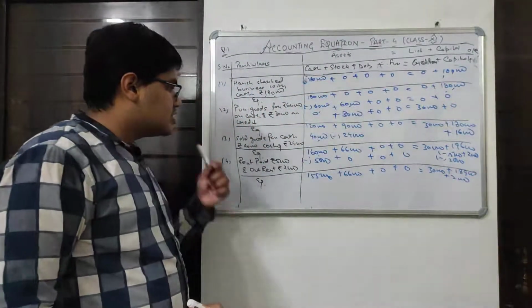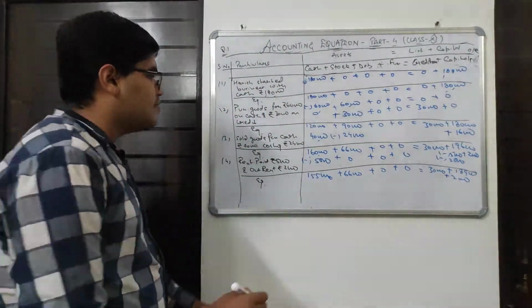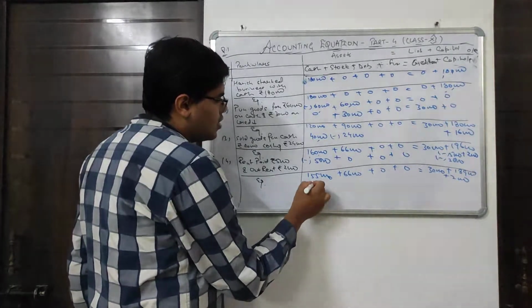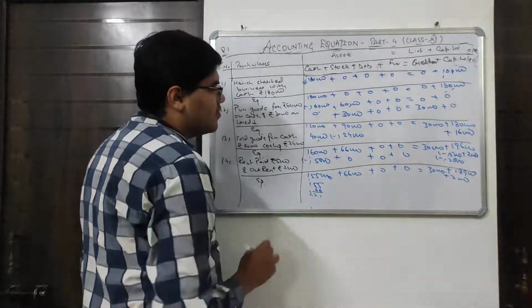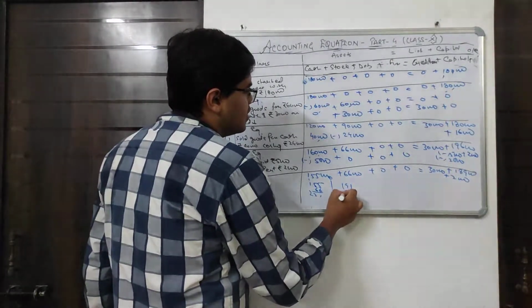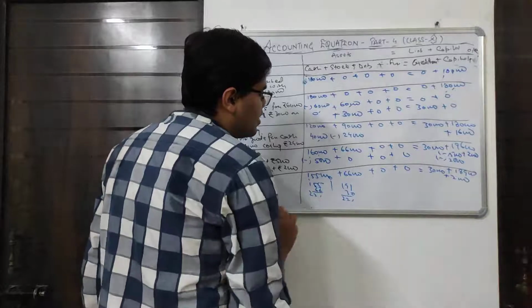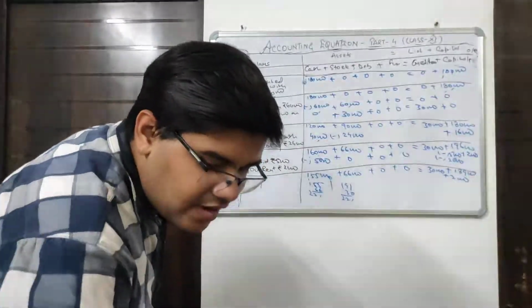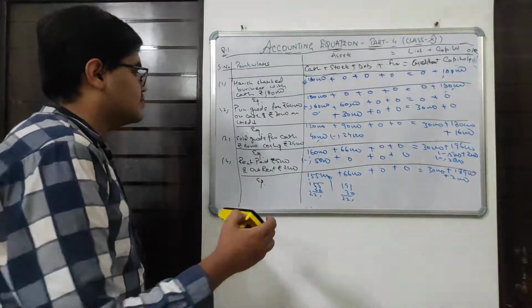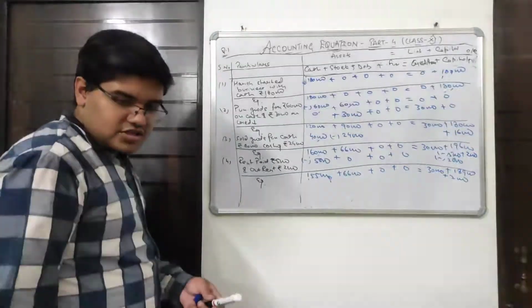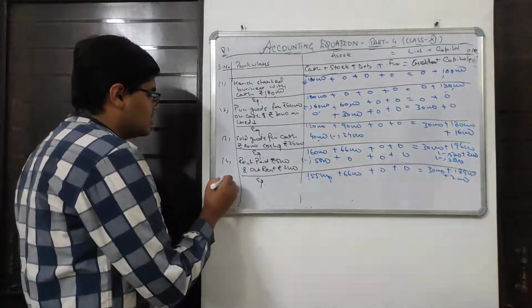Let us see whether our equation is balanced or not. 1,55,000 and 66,000 will be 2,21,000, and 1,91,000 plus 30,000 is 2,21,000. Our equation gets balanced. Now moving on to our last and final transaction.